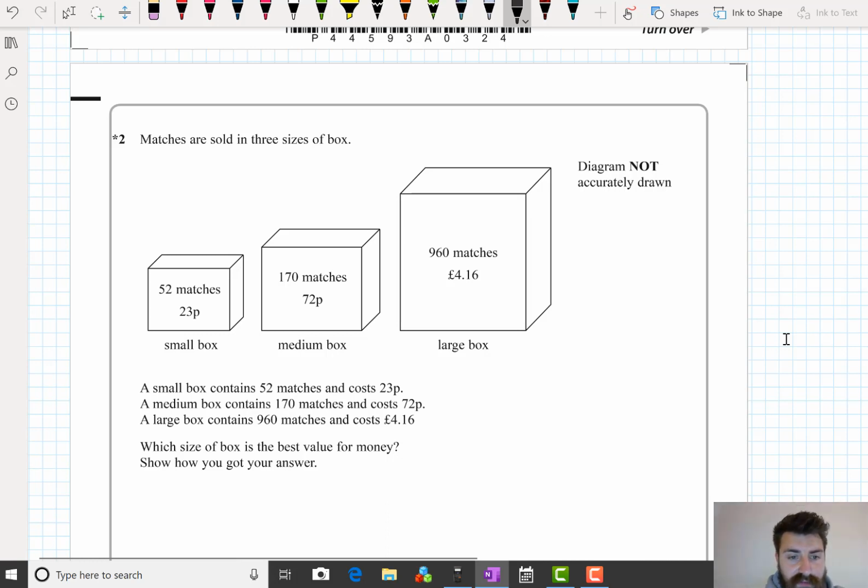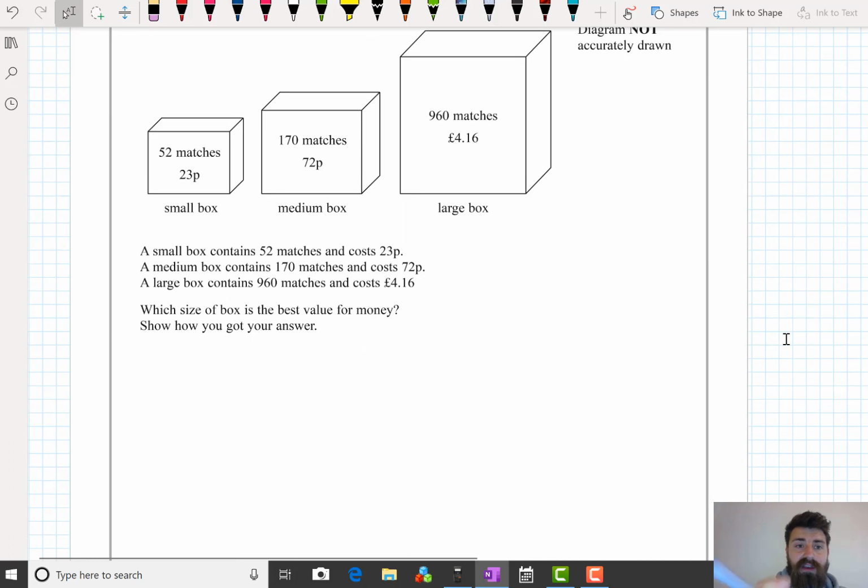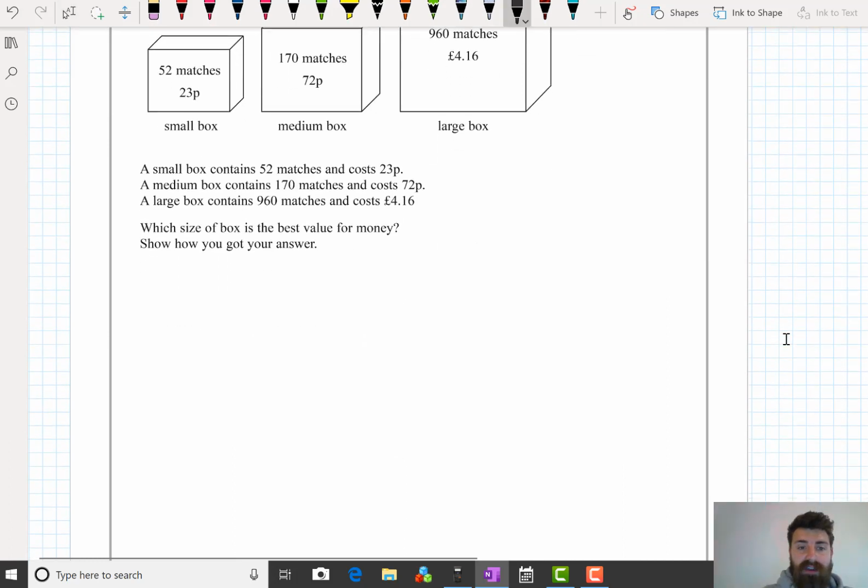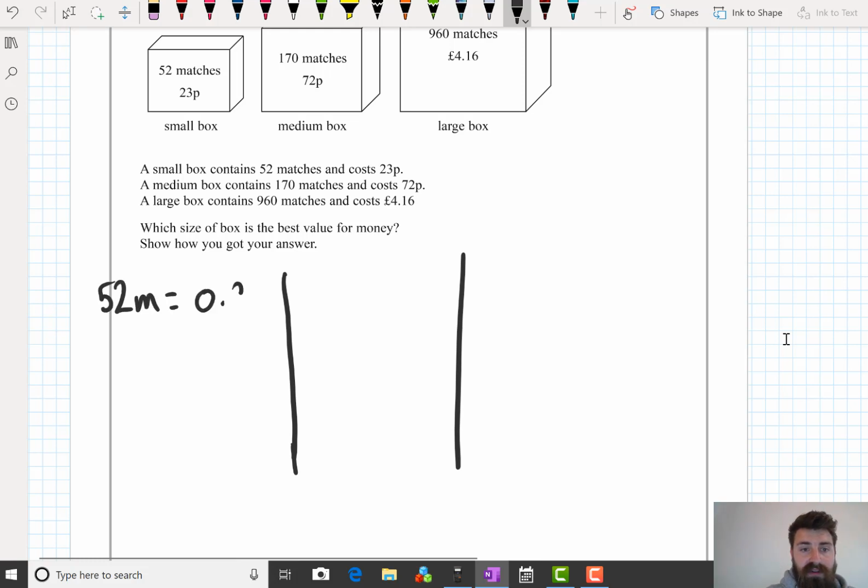Which size of box is the best value for money? Right, so you've got 3 boxes. It'd be good if we could just say what 1 match costs for the first box, what 1 match costs for the second box, and what 1 match costs for the third box. And then you can just compare the prices. So it's just as simple as setting out 3 separate prices like this. I would say that 52 matches costs 23p. I'd say that 170 matches costs 72p, and 960 matches costs £4.16.